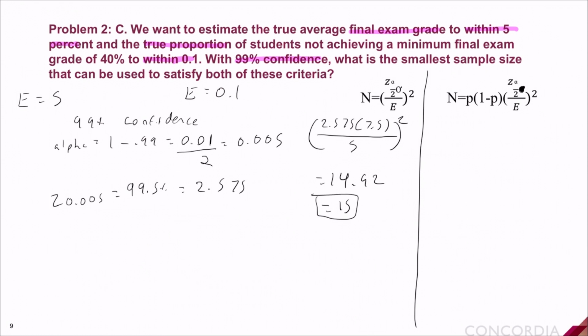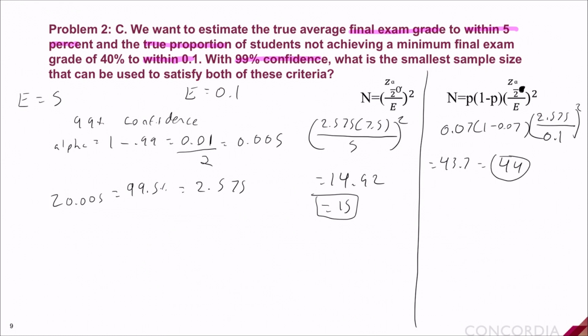Now we'll move on to the second criteria, which is based on proportion. The proportion of students who failed, we found in the previous problem, was 0.07. So 0.07 times 1 minus 0.07 times the same z-score, 2.575, over our error margin, which is now 0.1. We square that second part of the problem, and we get a value equivalent to 43.7, which we have to round up to 44.